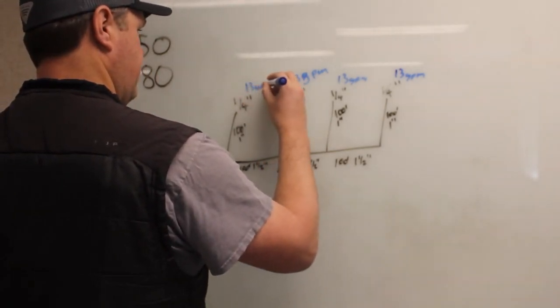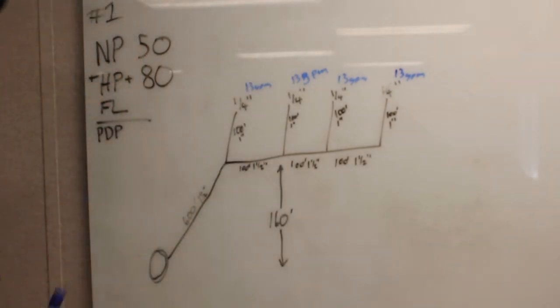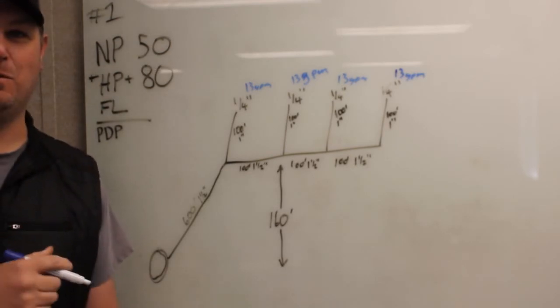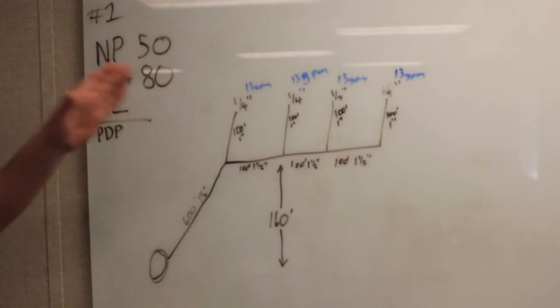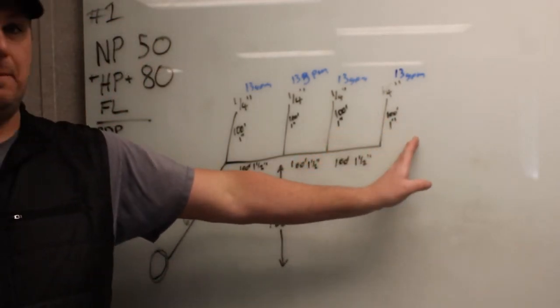GPM, there we go. 13 GPM. Okay, I use blue just because it makes it easier for everyone else to see, I hope. So that's what each one of those tips is flowing.